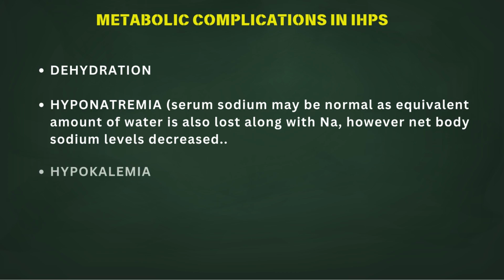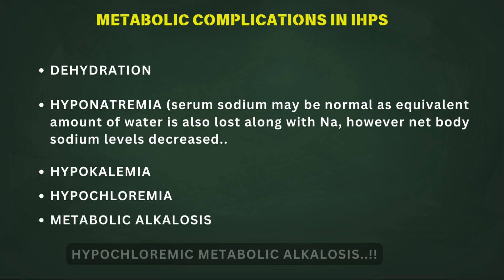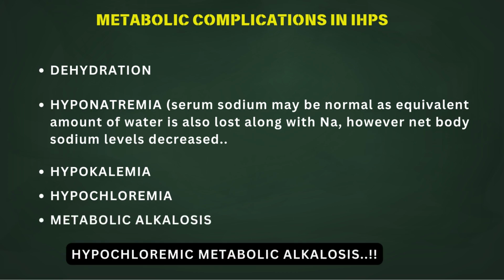Number 3, there is hypokalemia. Number 4, there is hypochloremia. Number 5, we have metabolic alkalosis. So this is what is described as hypochloremic metabolic alkalosis, which is very specifically seen in case of children with IHPS.